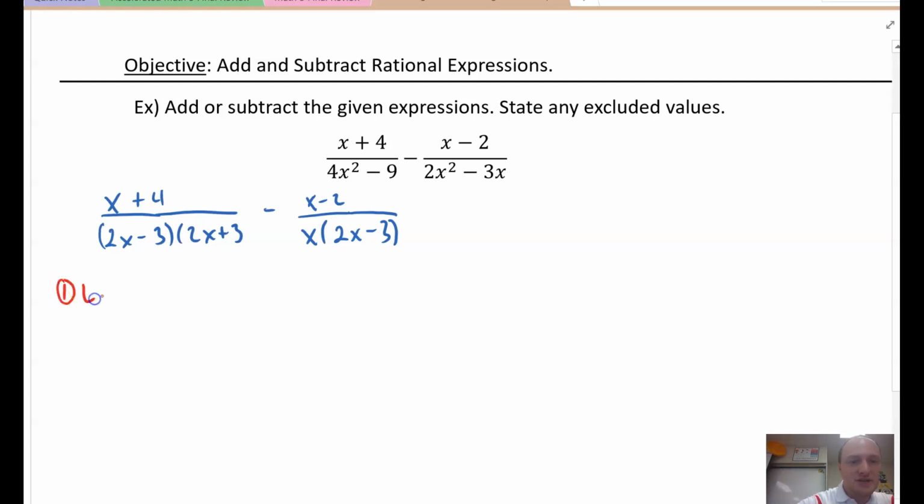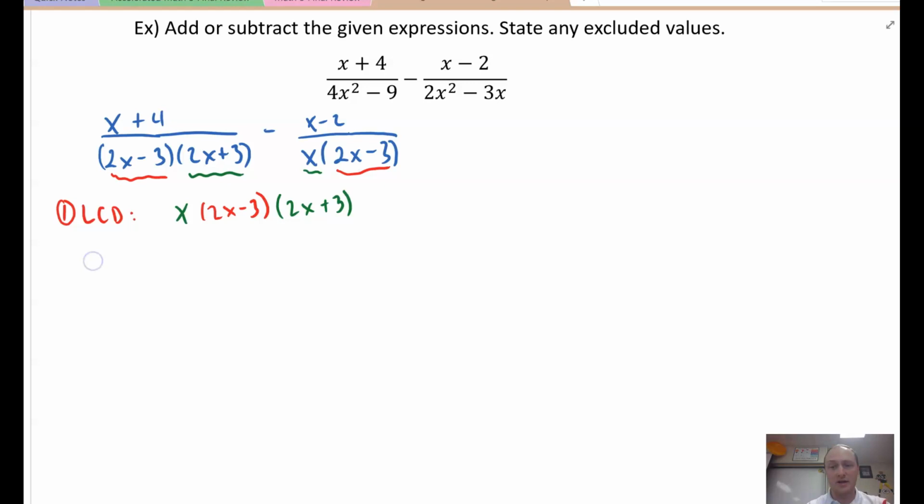So this was step 1. So LCD, what is our LCD? Well, I know that I have a 2x minus 3 in common, so that's part of my LCD. And then additionally, we have a 2x plus 3 as well as an x. Okay, so x and then 2x plus 3. Okay, so there's our LCD. Step 2, we are going to go ahead and state our excluded values.